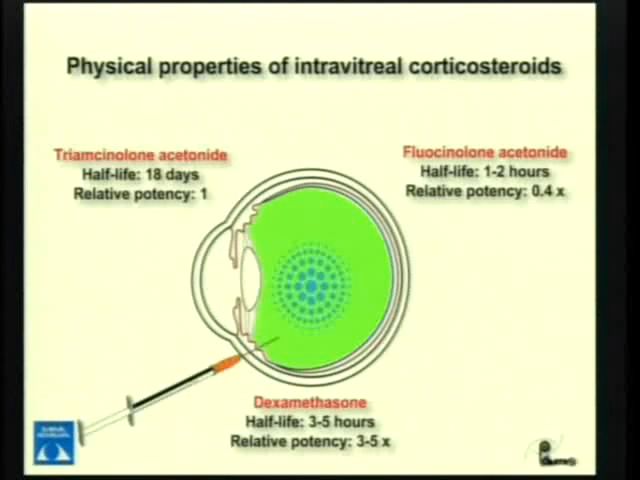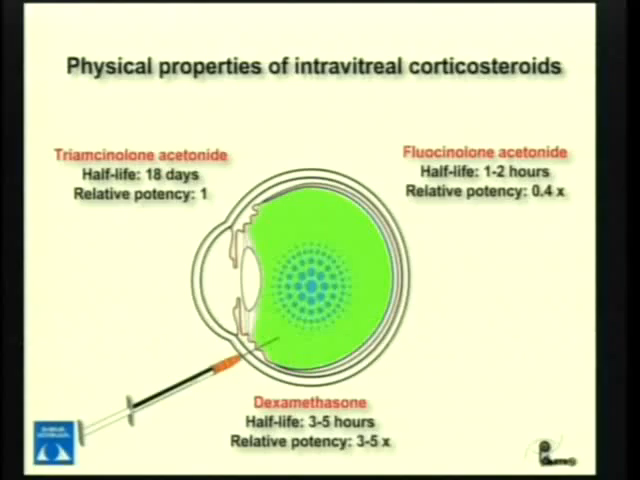Now, if you see the pharmacological properties of these corticosteroids, here you see triamcinolone acetonide. The half-life is 18 days, with a relative potency of 1. Here, dexamethasone, though its half-life is 3 to 5 hours, has 3 to 5 times more potency than triamcinolone acetonide.